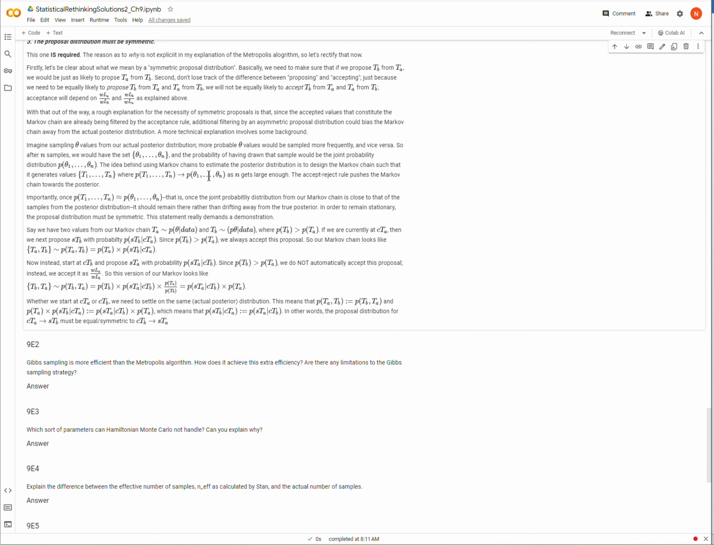Okay, so in the end, what we want is that the joint probability distribution of the samples our Markov chain generates approaches the probability distribution of the samples we drew from the actual posterior distribution. Okay, so we need several samples to do this, many. So as n gets very large, the joint probability of our Markov chain should approximate the joint probability of our posterior samples.